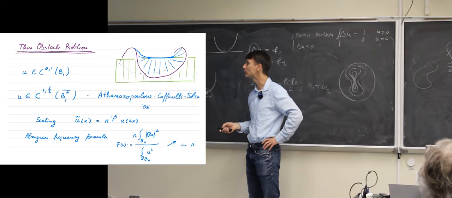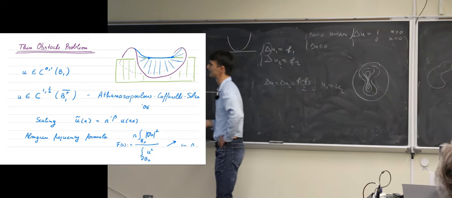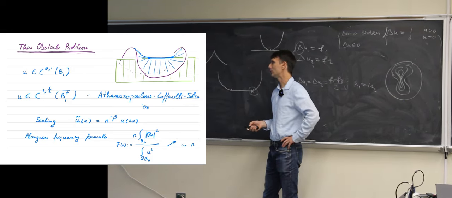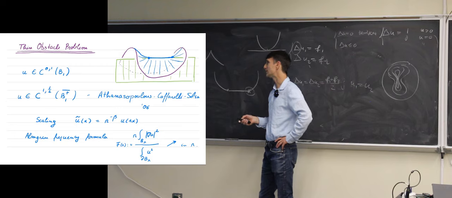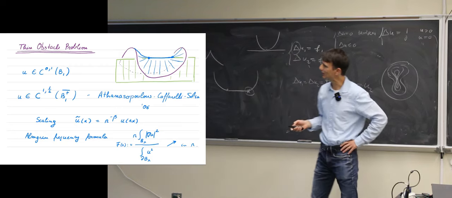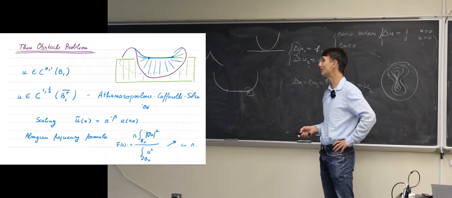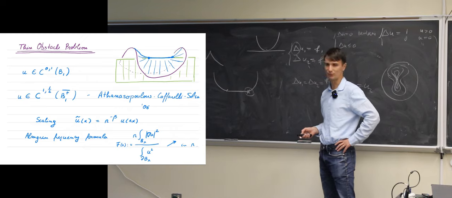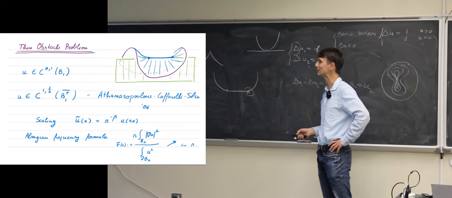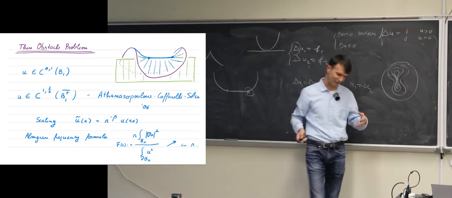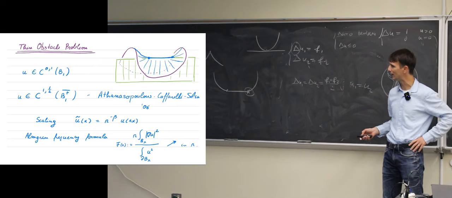So then which rescaling is the natural one around these points? What Athanasopoulos, Caffarelli, and Salsa realized in 2006 is that in the thin obstacle problem, you can treat it by looking at the Almgren frequency formula. The Almgren frequency formula usually applies for harmonic functions. You have this quantity, r times the integral of the gradient of u squared in B_r divided by the integral of u squared on the boundary of B_r.